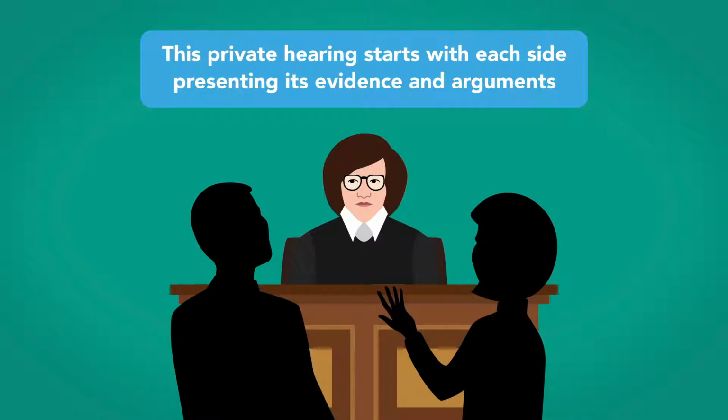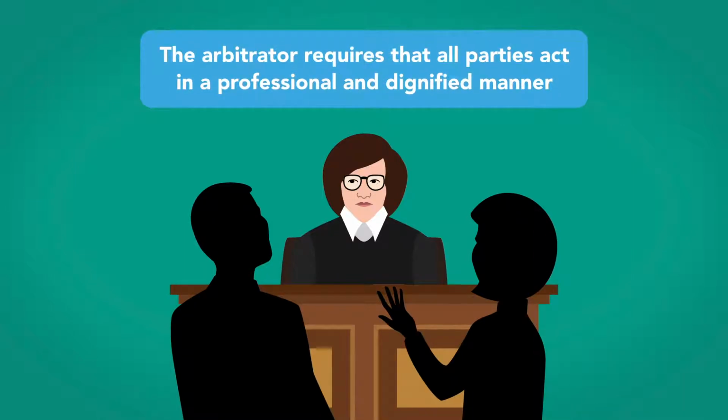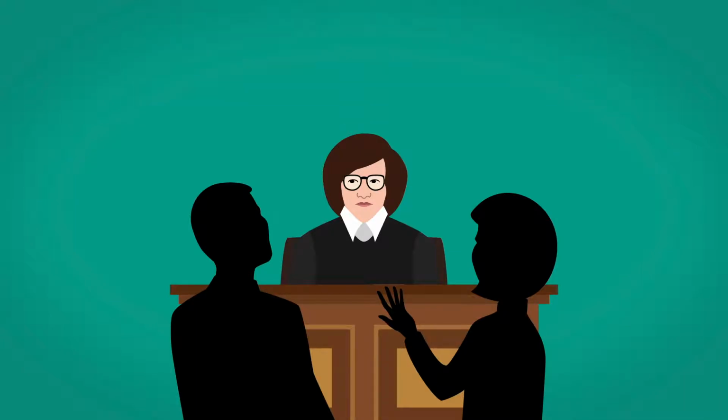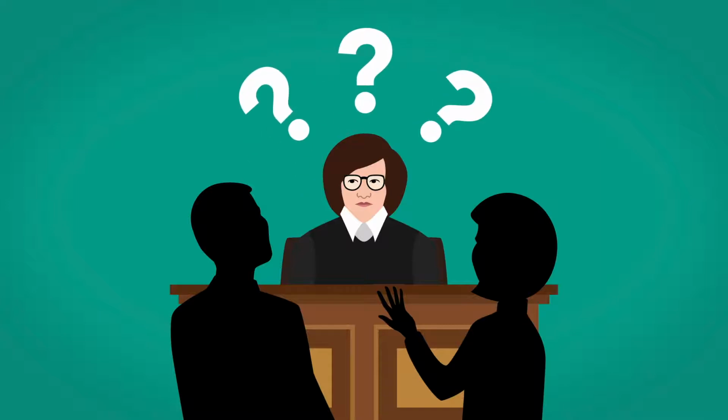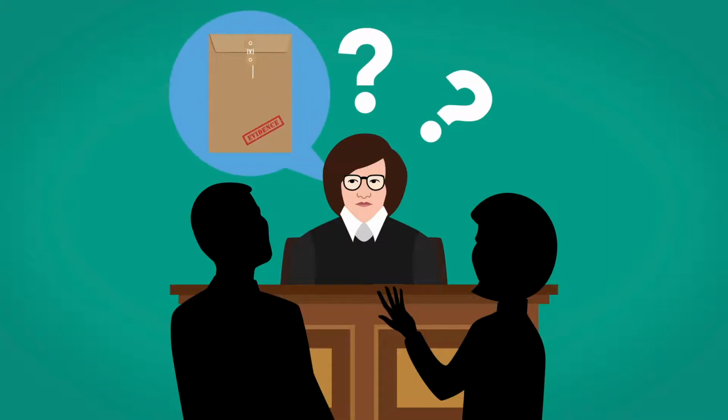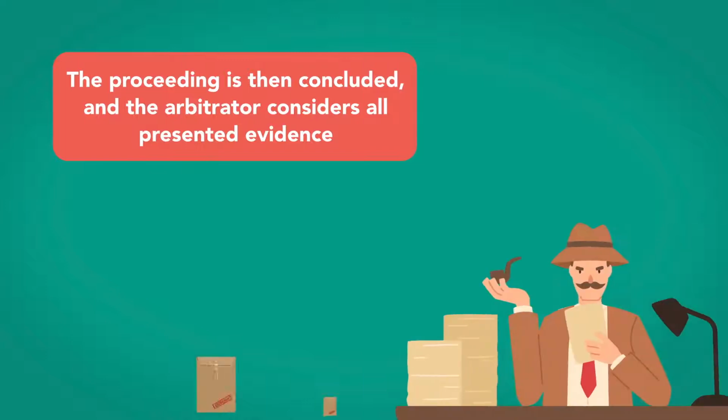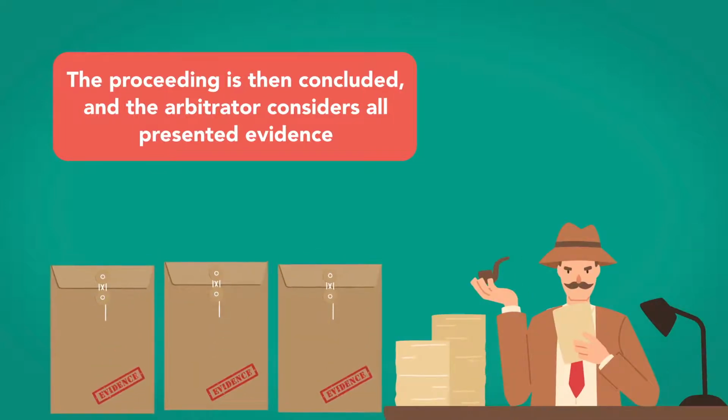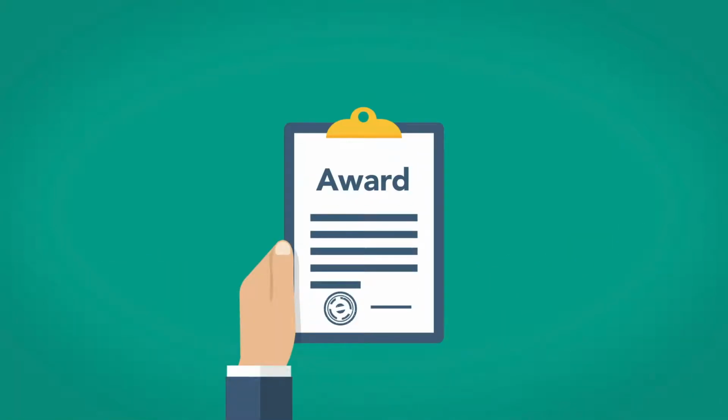Though the process is less formal than a court hearing, the arbiter sets the tone of the hearing and requires that all parties act in a professional and dignified manner. After listening to each side, the arbiter may ask questions or request additional evidence. The proceeding is then concluded, and the arbiter considers all presented evidence, finalizing with a written decision called an award.